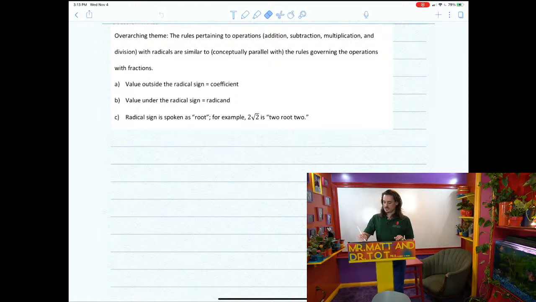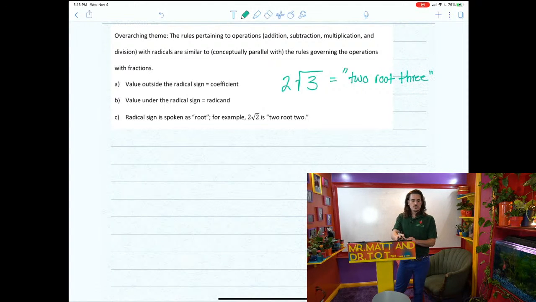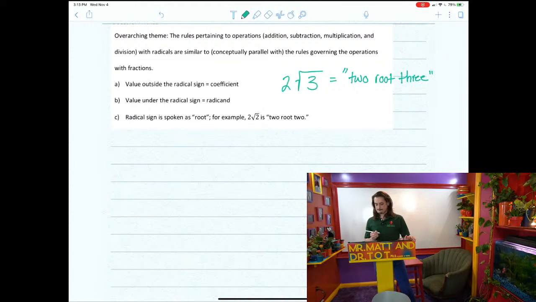So if we had something that looked like this, this would be read as 2 root 3. So 2 here is the coefficient, and 3 is the radicand. And remember that whenever we don't list an index value, it's implicitly 2. So let me go ahead and just define all of these.